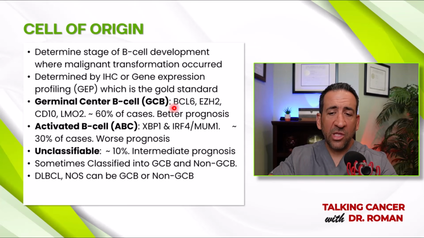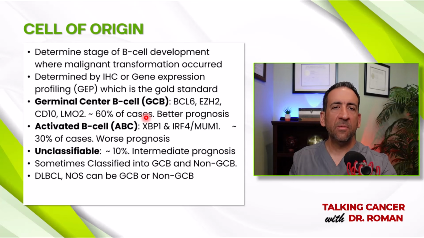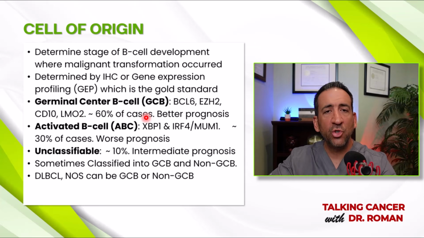Now, this means that you have BCL6, EZH2, CD10, and LMO2. This one is seen in about 60% of cases. And why is this important? Well, because if you have a germinal center, it is better. It carries a better prognosis.